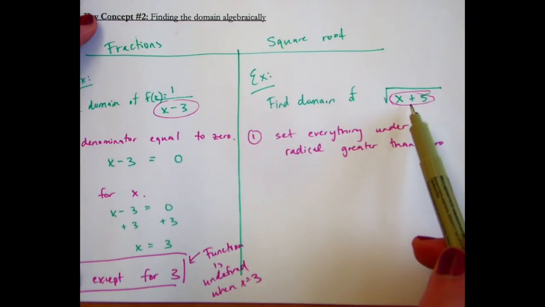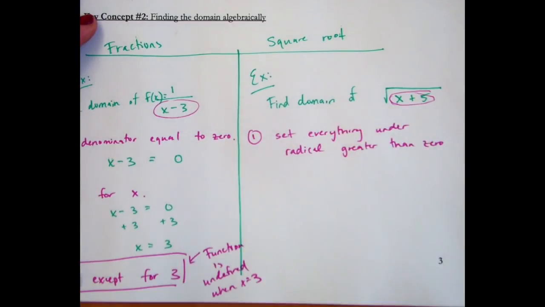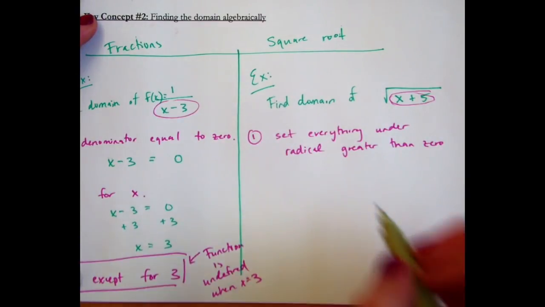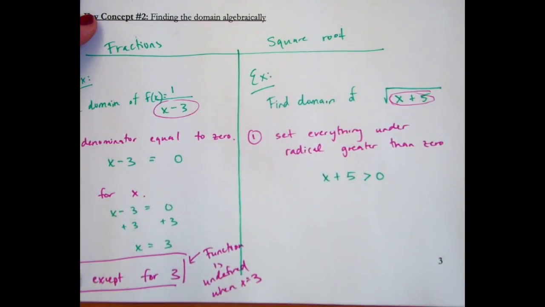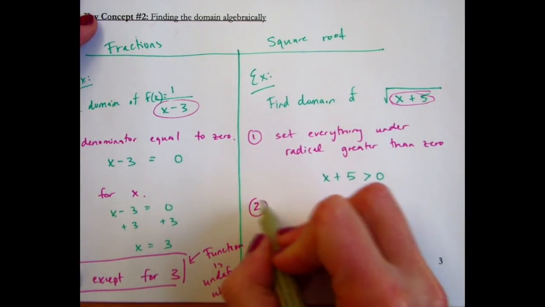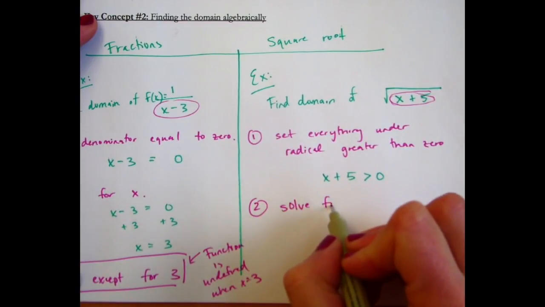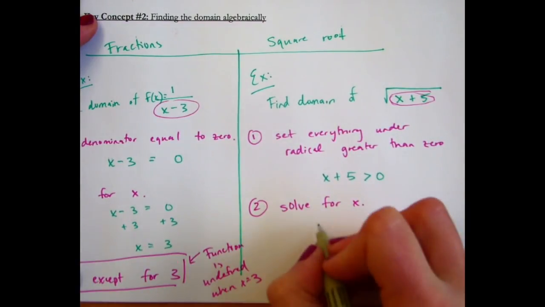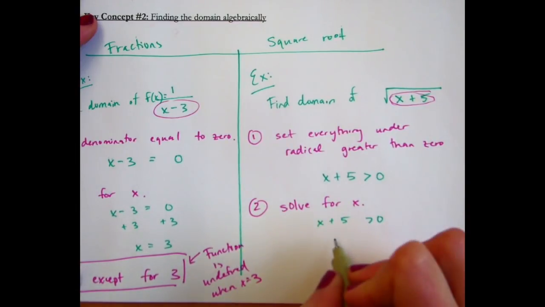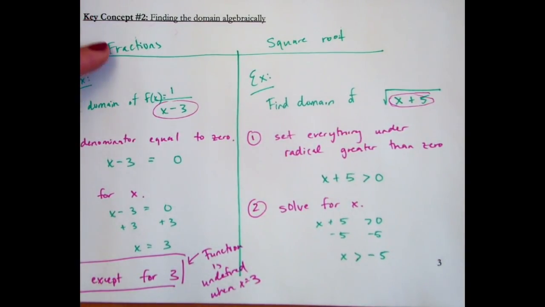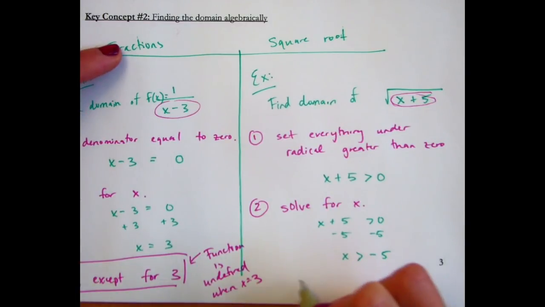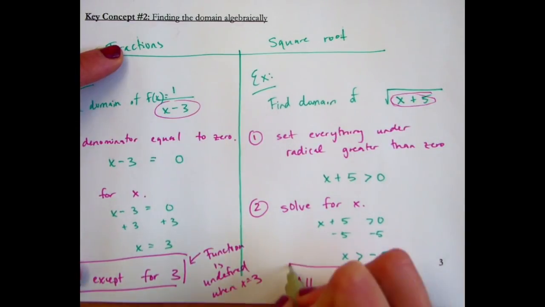Okay, so we're going to take this x plus 5, make it greater than 0, and then same second step, we're going to solve for x. So I have x plus 5 is greater than 0, subtract 5 from both sides, and I get x is greater than negative 5. So here my final answer would be the domain is all x values greater than negative 5. As long as this number is greater than negative 5, it makes sense. The function is defined.